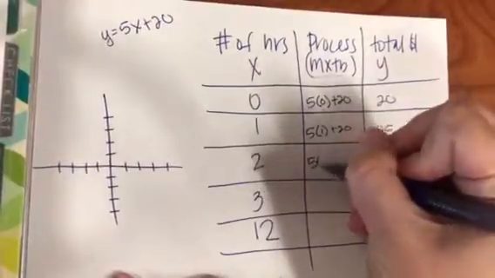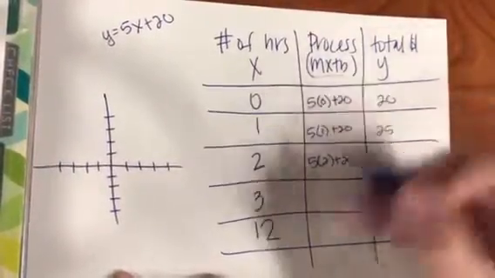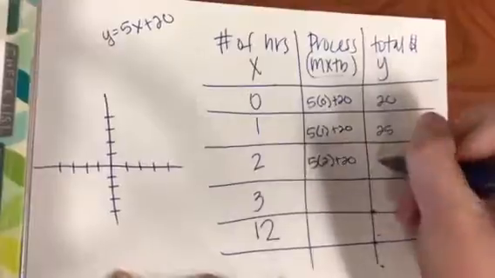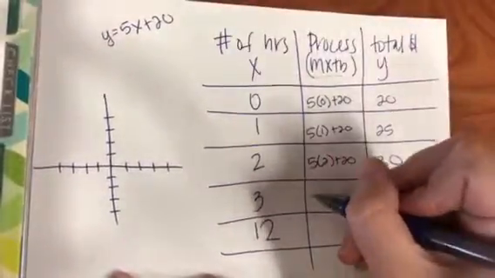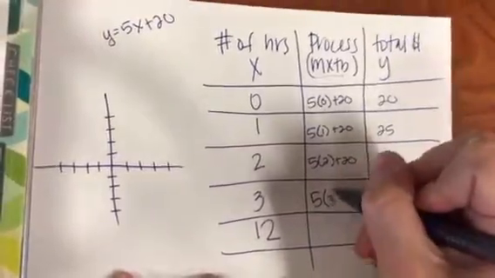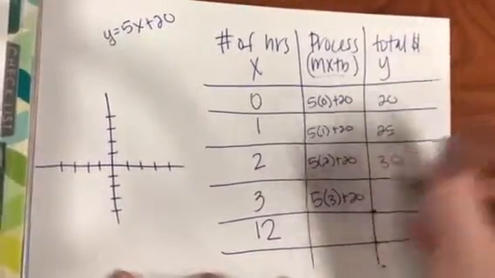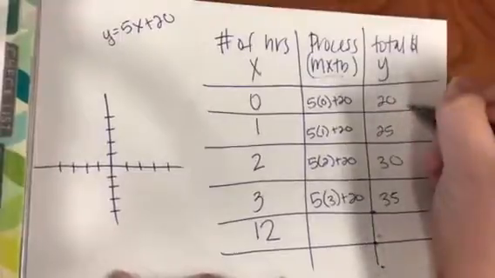So now we've got 5 times 2 plus 20. So what's 5 times 2? 10. Plus 20 is 30. I see a pattern. Let's keep going. Okay, so 5 times 3 is 15, plus 20 is 35, and you'll notice these are changing as plus 5s.